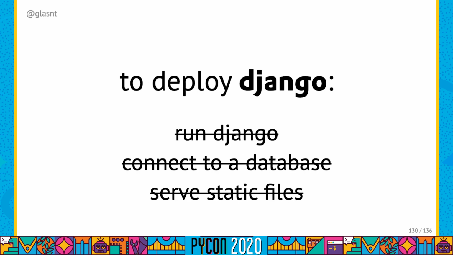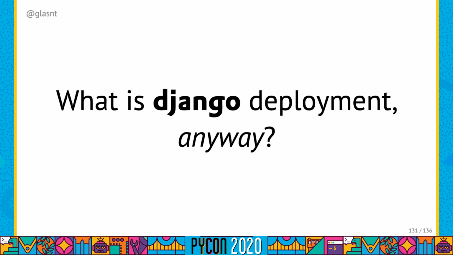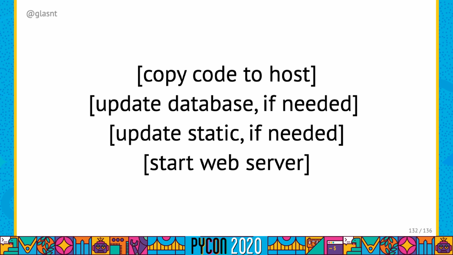So that's it. We know how to run Django, we know how to connect to a database, and we know how to serve static files. So finally, to answer our question, what is Django deployment anyway? Well, Django deployment is copying your code somewhere, updating the database if you need to, updating the static if you need to, and then running the web server.